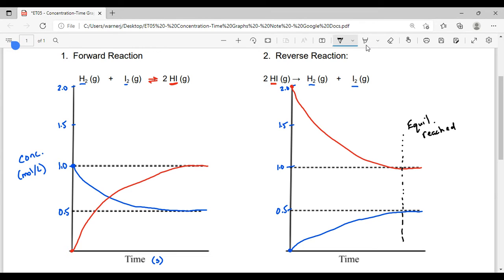Okay, because our concentrations aren't changing. They're staying constant at this point. Same right in here, right? That's where we reach our equilibrium. So this is an example where I can reach the same equilibrium whether I start with reactants or products. It doesn't matter. Okay, I'll end up at the same equilibrium.